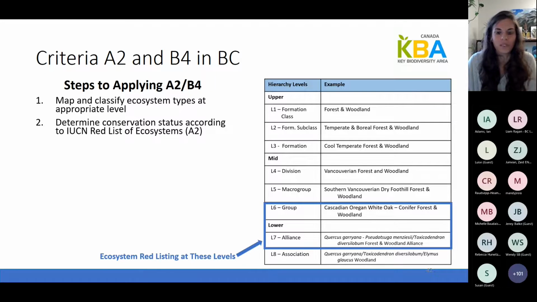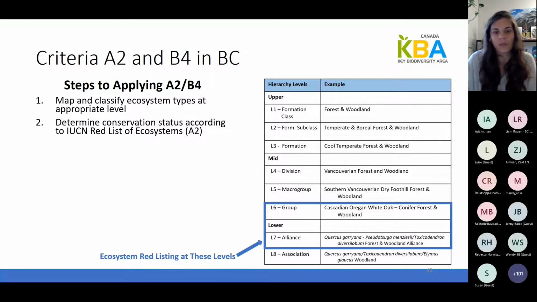So if you're looking at this map or this table, you can see that it moves from, at the upper levels, very broad definitions of ecosystems, from very general forest and woodland, getting a little more specific in terms of climate, location. And then as you move down to the mid and lower levels, you're getting more and more specific as to what vegetation is actually found at those levels.